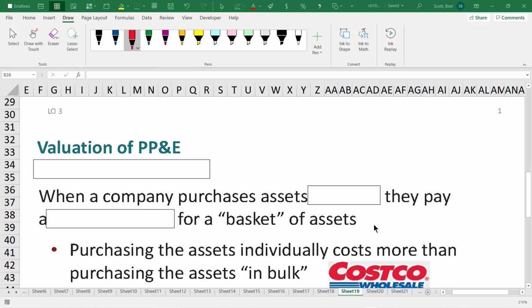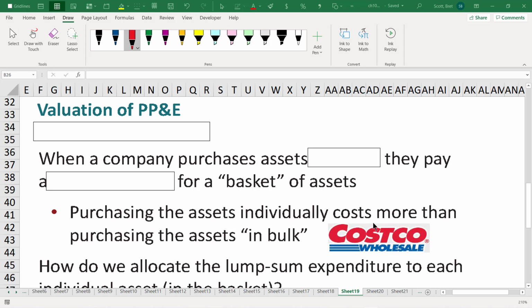So let's look at the valuation of PP&E when we have lump sum purchases. When the company purchases assets in bulk, what I like to call in bulk, the company pays a lump sum price for a basket of assets.